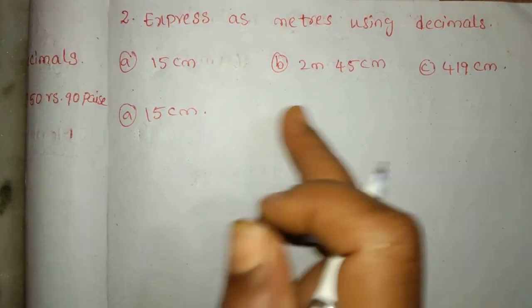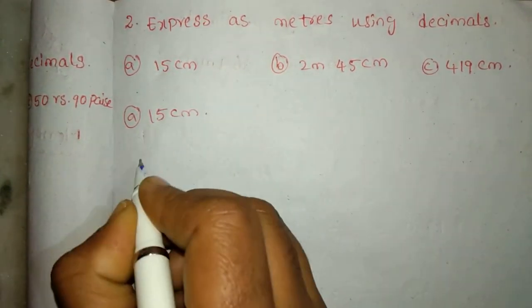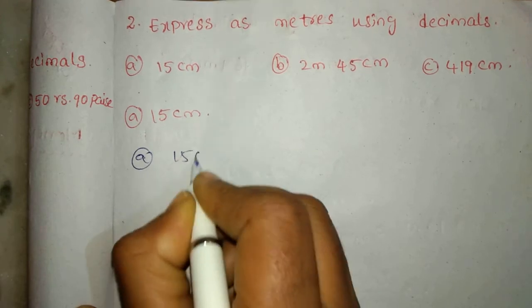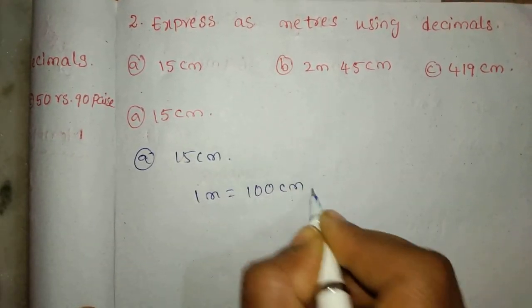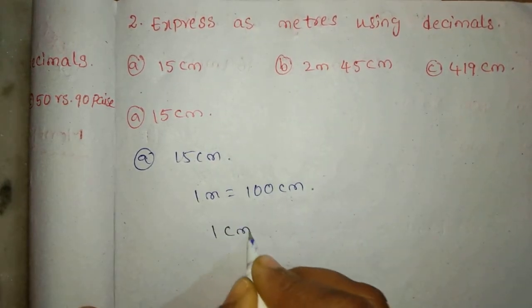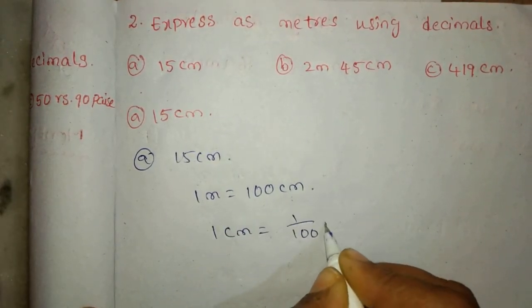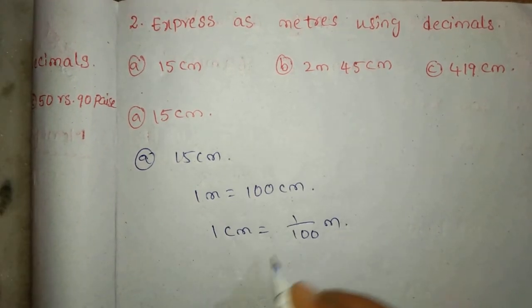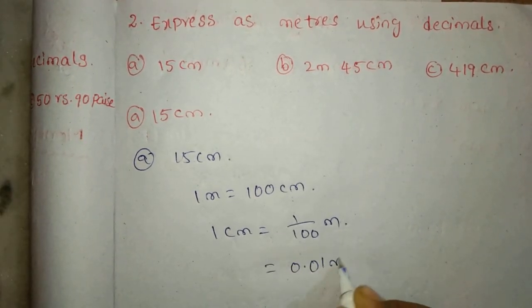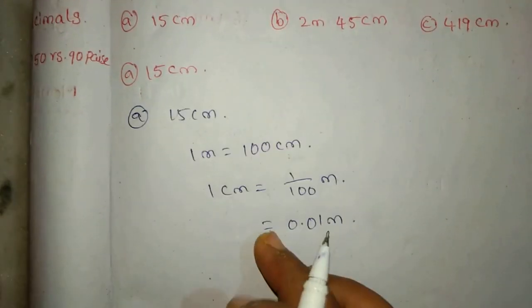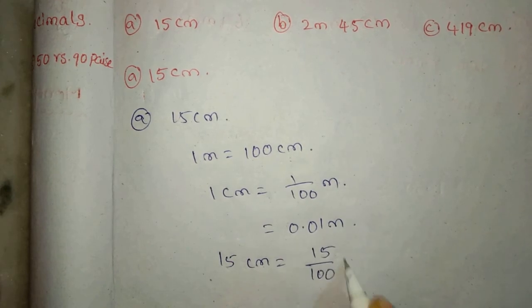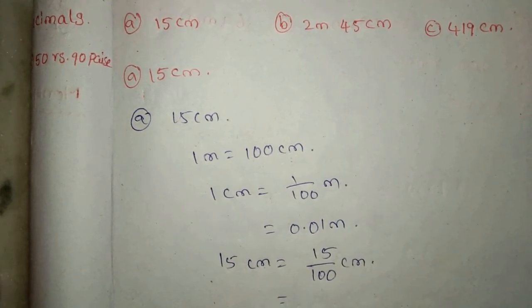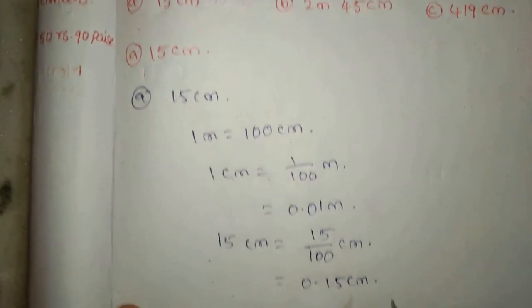As we know, the first number in the question is 15 cm. 1 meter is equal to 100 centimeters. Then 1 centimeter is equal to 1 by 100 meters. This can be written as 0.01 meters. Similarly, 15 centimeters is equal to 15 by 100 meters. Now this can be written as 0.15 meters.